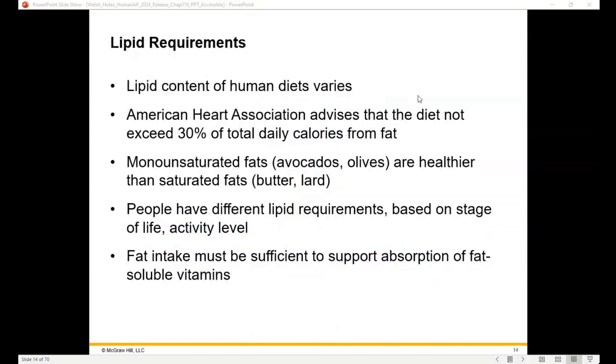The lipid content of human diets does vary. The American Heart Association advises that the diet not exceed 30% of the total daily calories from fat. Monounsaturated fats, like in avocados and olives, are healthier than saturated fats, as we see in butter and lard. People have different lipid requirements, based on the stage of life and activity level. Fat intake must be sufficient to support absorption of fat-soluble vitamins.